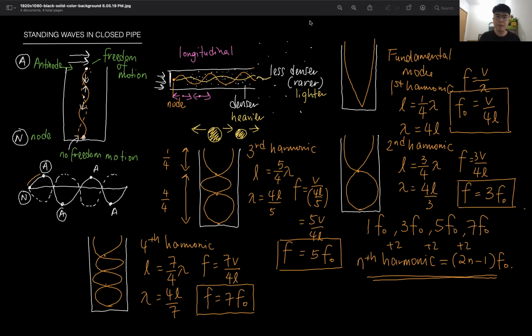Okay, so it doesn't really matter where the air is inserted, there will be a reflection and a standing wave will form. If air is inserted here, again, there will be a reflection at the open end and a standing wave will form as well. Okay, next one, we will look at the standing waves in an open pipe.